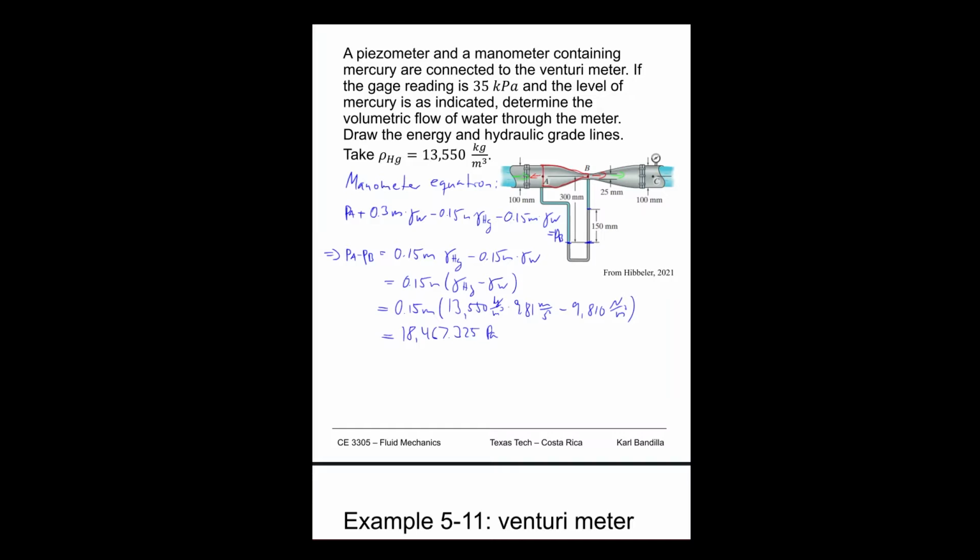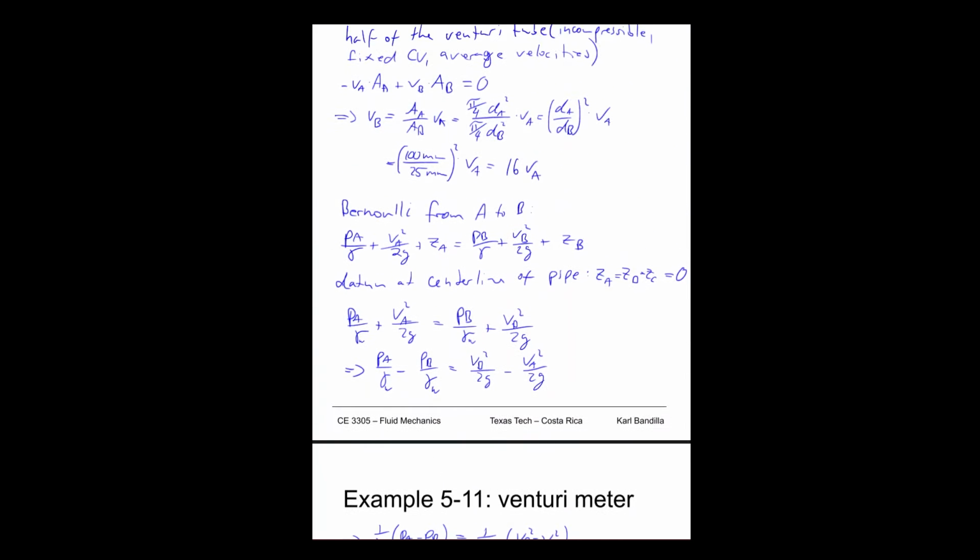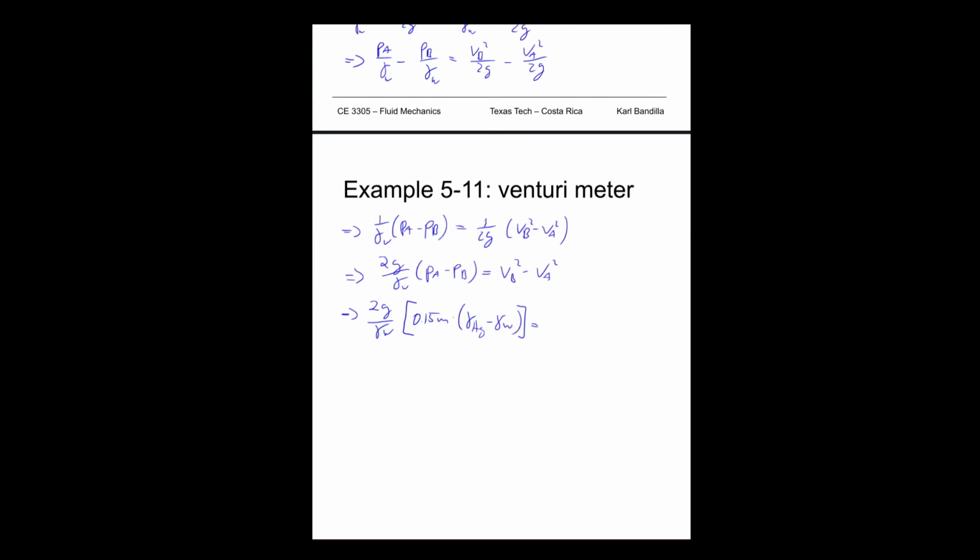So it'll be 0.15 gamma of mercury minus water. So we have 0.15 meter times gamma mercury minus gamma water. That was our PA minus PB. And then we also found out what VB is in terms of VA. We said VB is equal to 16 VA. So we'd have VB is 16 VA, all of that squared, minus VA squared.